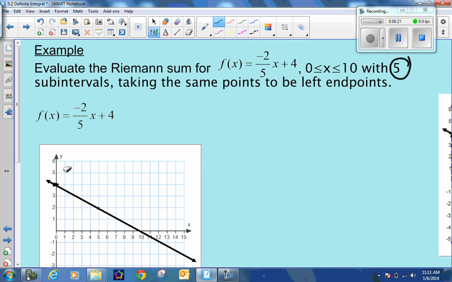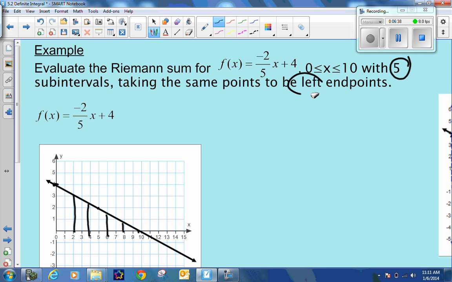So that means we get 10 divided by 5. That means every 2 units we'd have an interval. So let's go to 2 and 2. Okay.